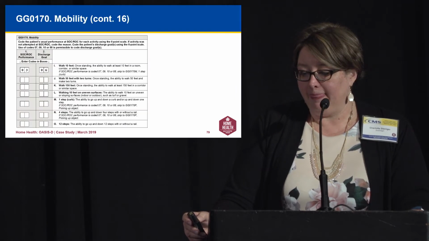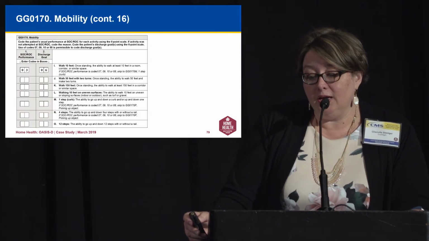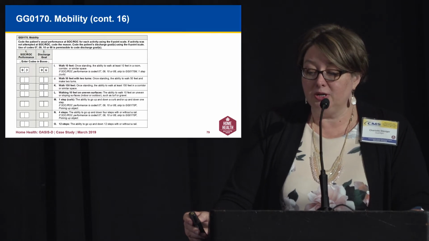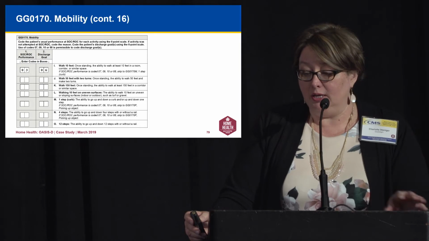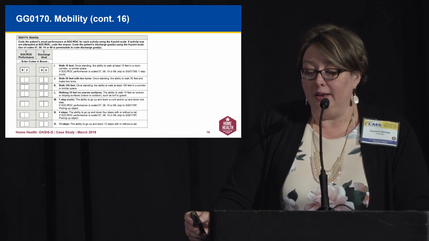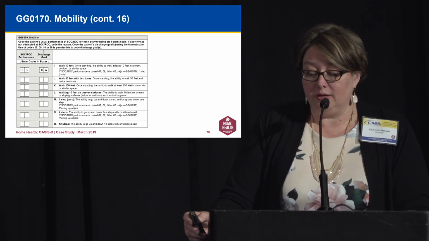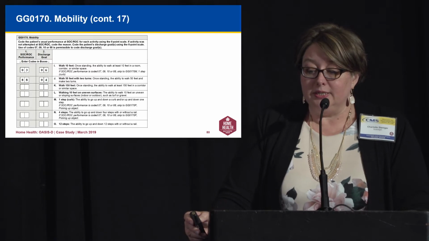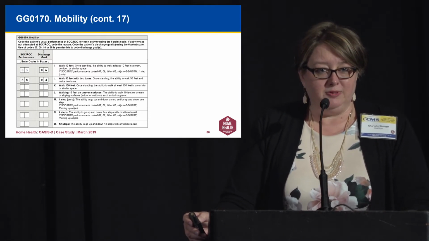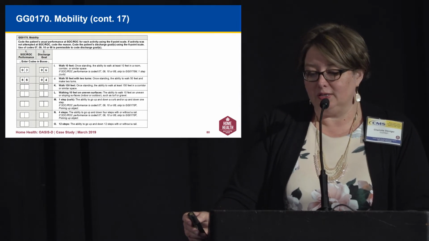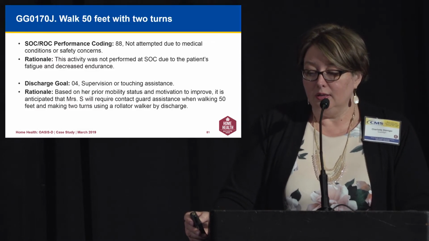Okay. So let's look at J, walk 50 feet with 2 turns. That's once standing, that ability to walk 50 feet and make the 2 turns. So let's just take a look at that one. This is 88 and 04. This is another one where we use one of those not attempted codes. So let's take a look at that rationale.